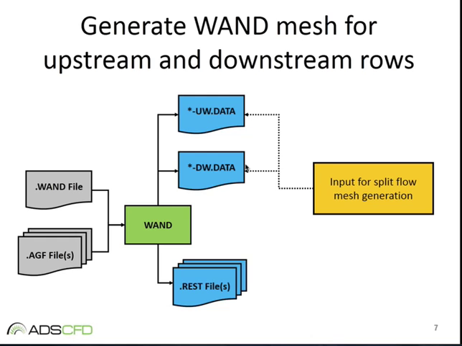So here we're just looking at when we generate our meshes initially for the fan, the core, and the bypass, what goes in and what comes out. So to generate those meshes for an input, we need a .wand file and either one or more AGF files. Those go into WAND, and we get out our restart files with the mesh. But again, we also get out these upstream and downstream data files. And these are the files that will go into the split flow generation process.